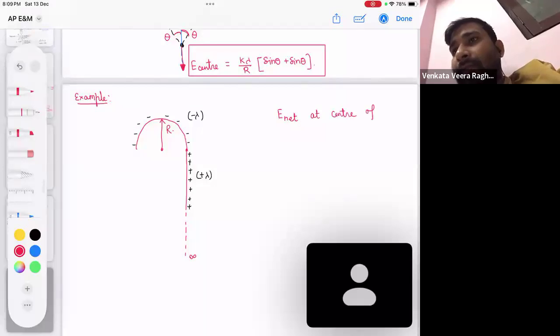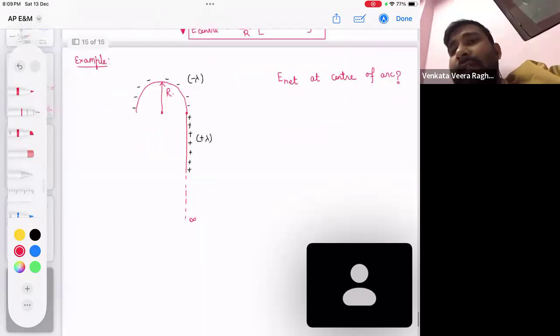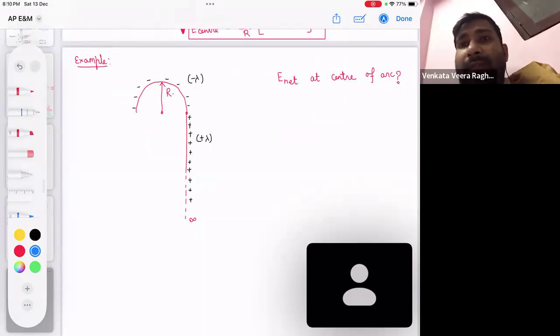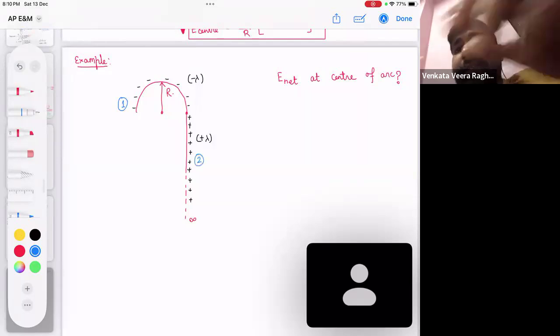So please tell me, in this question, can we consider it a combination of a semicircular wire and a semi-infinite wire? Yes, sir. So due to the semicircular wire, we know how the field will come. I'm going to write this semicircular wire as the first segment, and this semi-infinite wire as the second segment.